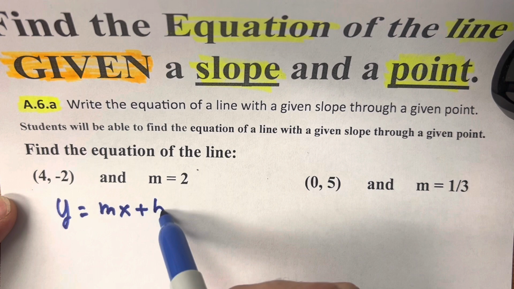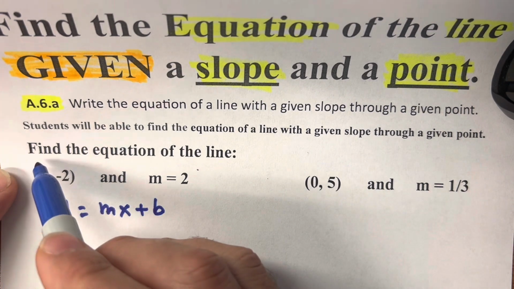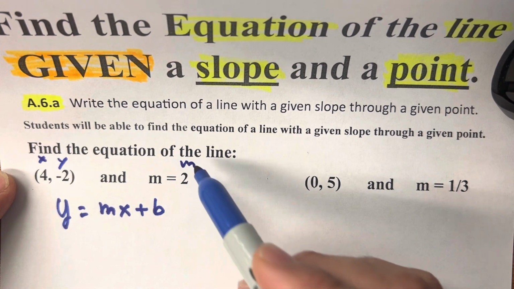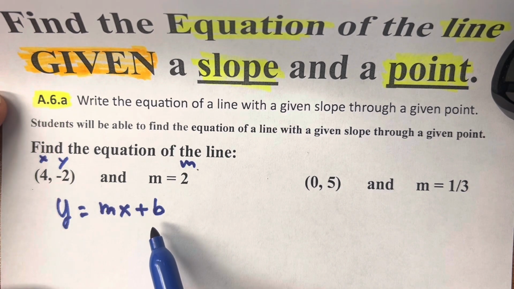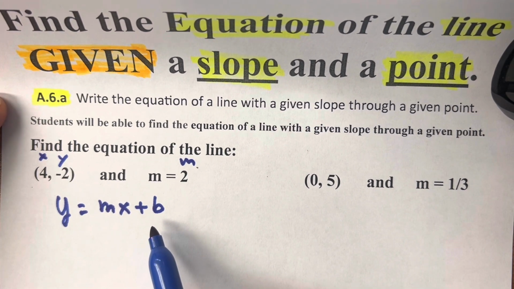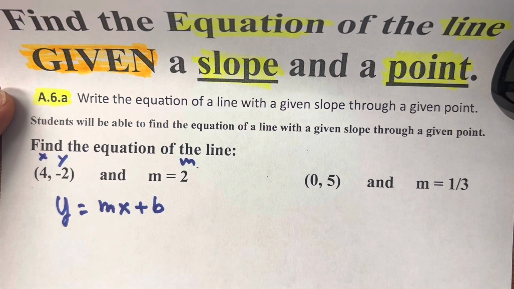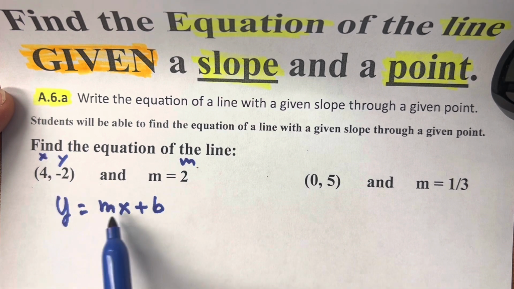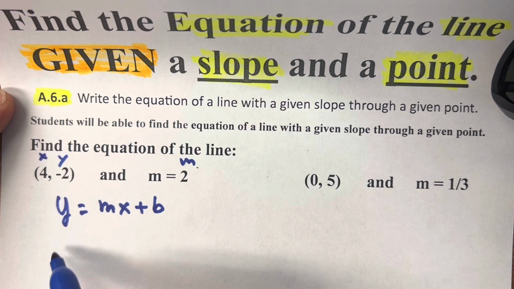mx plus b. So if you look at this information, we have the x, we have the y, and we have m. So the only thing we're missing here is the b. I'm gonna do it in two different methods so you can check and use whichever you like the most. So x, y, and m. x is 4, m is 2, and y is negative 2.